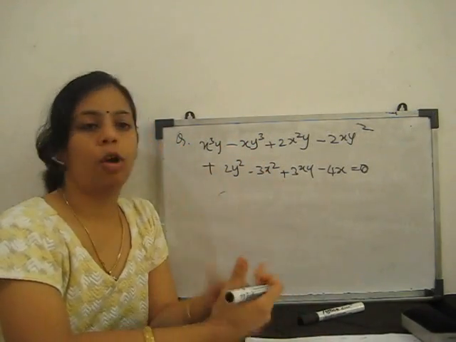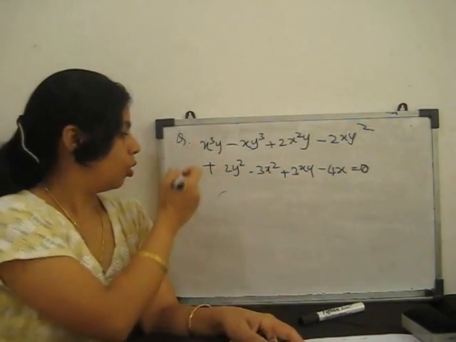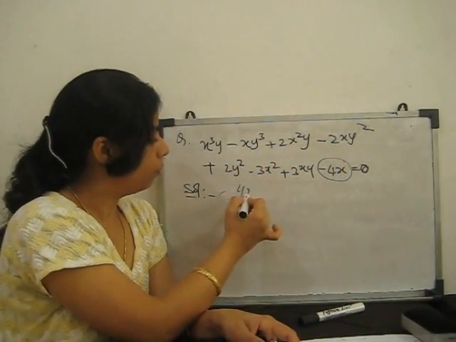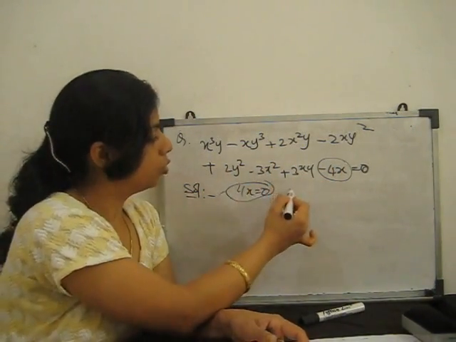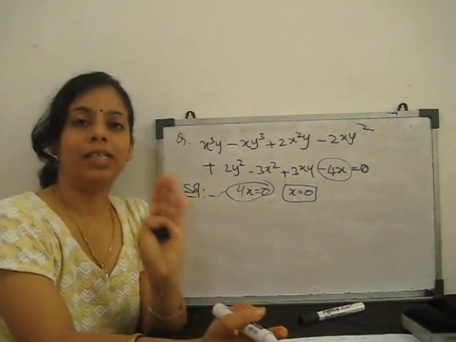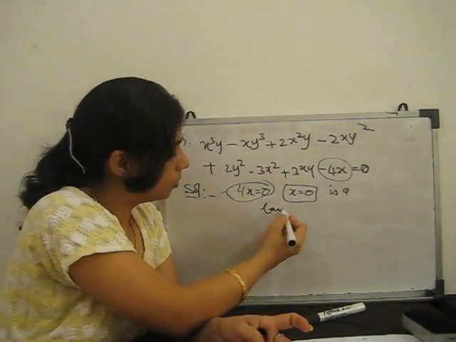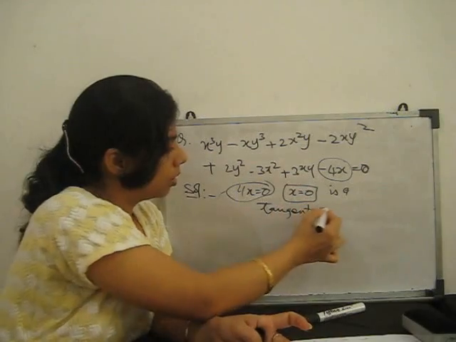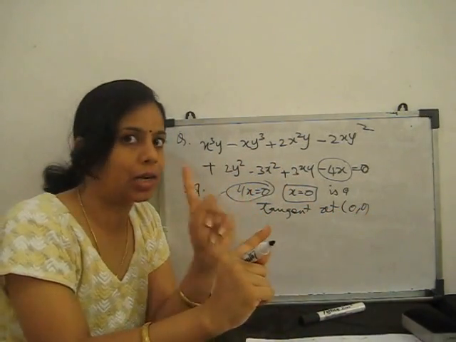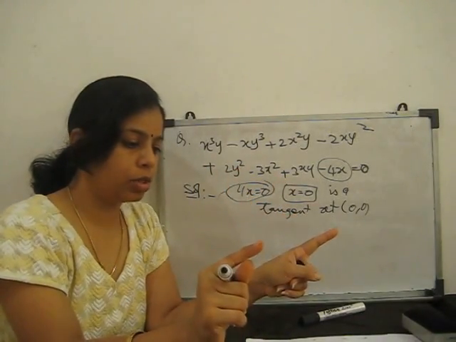So for the tangent, what is the tangent? Equate the lowest power term to 0. Which is the lowest power term? This one. So if we equate 4x equal to 0, it gives x equal to 0. x equal to 0 is the tangent at the origin, at (0, 0). So the first step is finished: we have to find the tangent at the origin.